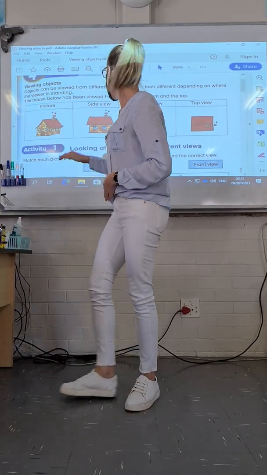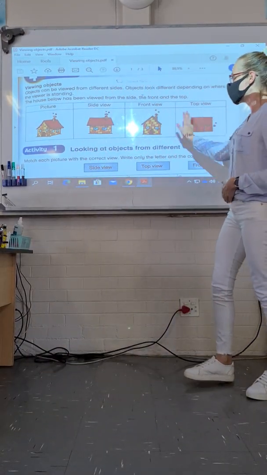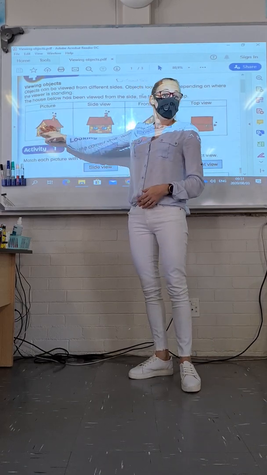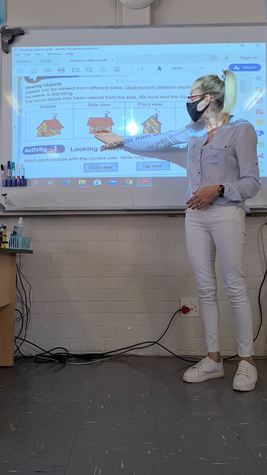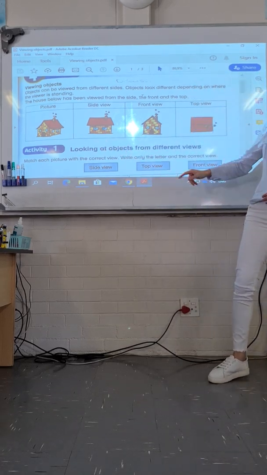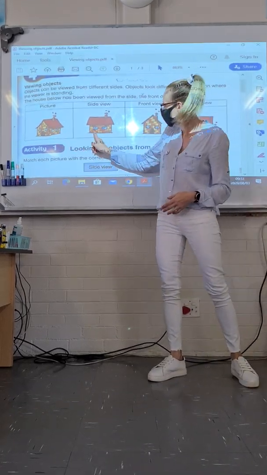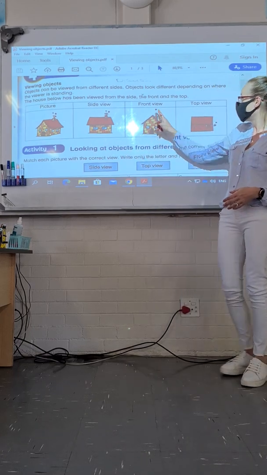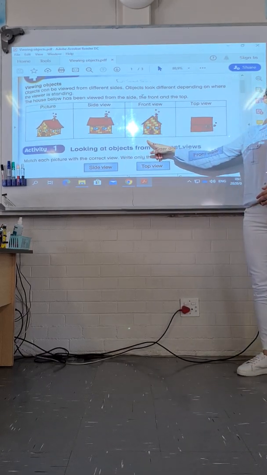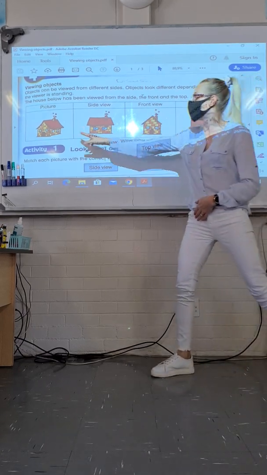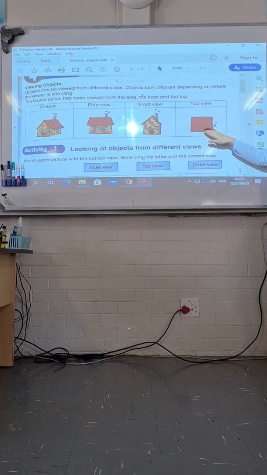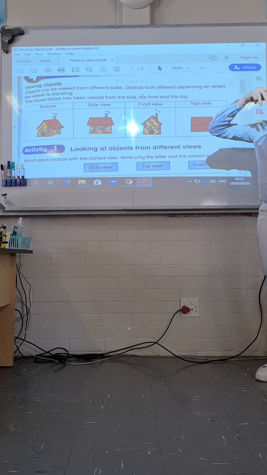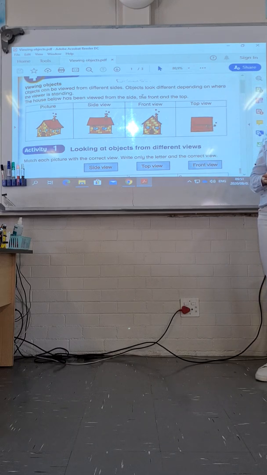So you have different types of views. Here is our picture. You've got this in front of you, also welcome to look there. Now we've got a side view of the house where you can see those two windows. We've got a front view, where we can see the front door. And then we have a top view, which is of the house, the roof. You can see the roof in the top view.